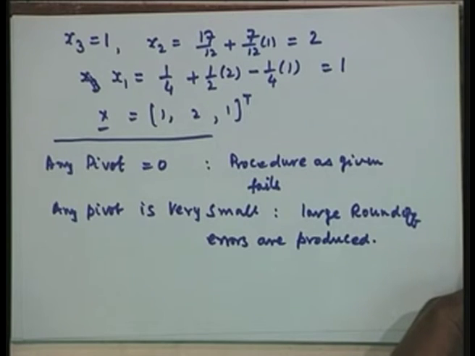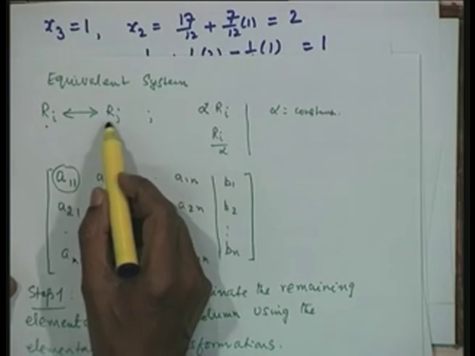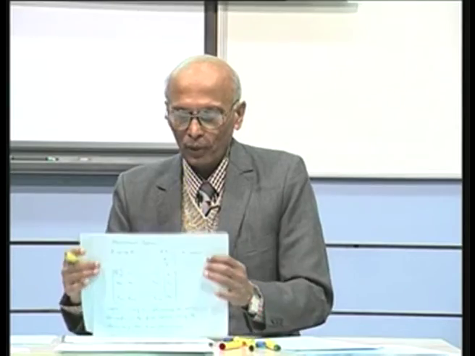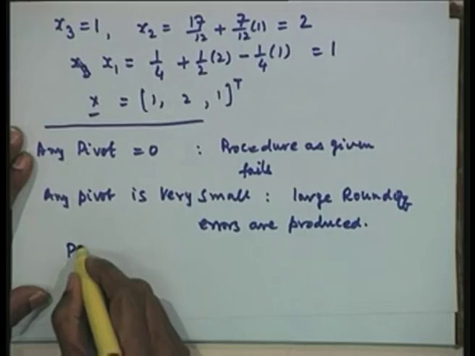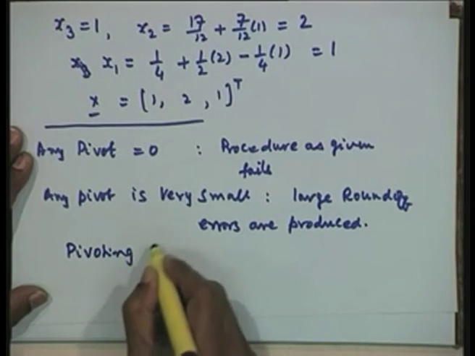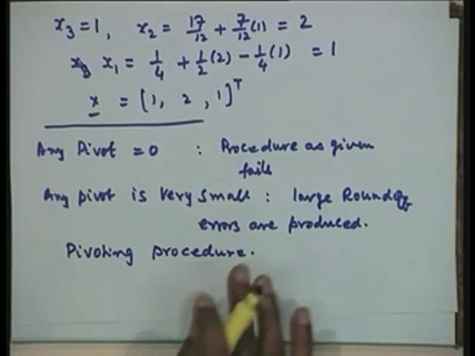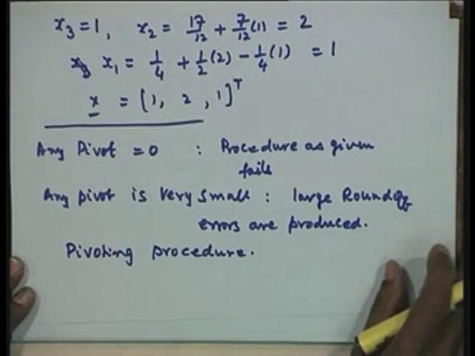Now, what the computer software has is that we shall also use the other elementary row transformations, that is, interchange of rows. We shall call that the pivoting procedure. I would just briefly explain and close it for today.